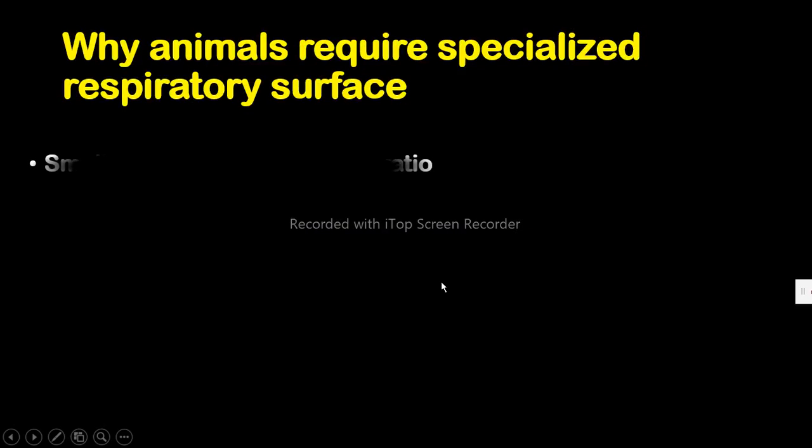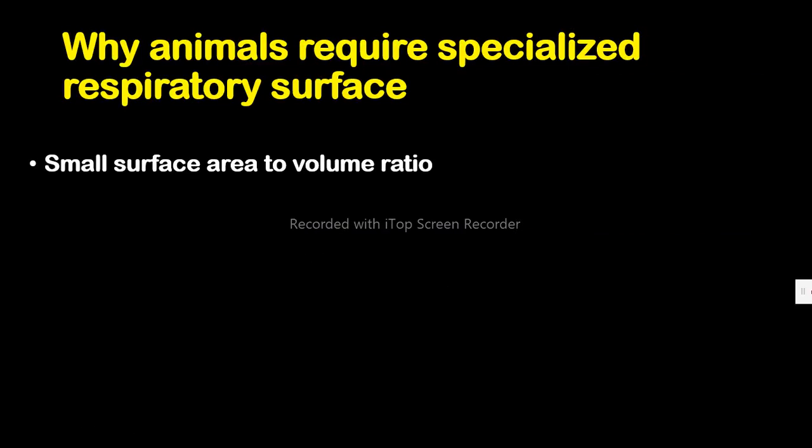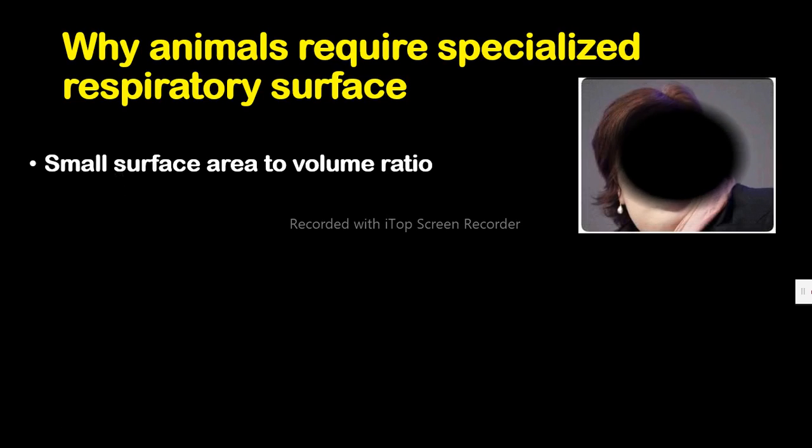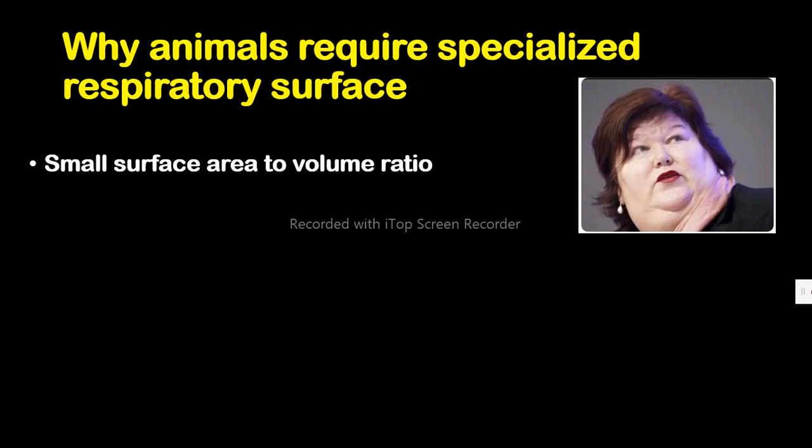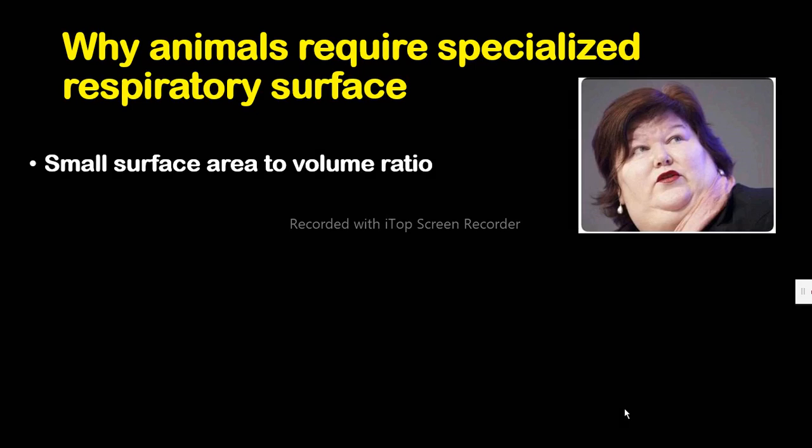So it is simple. Animals require a specialized gas exchange apparatus because animals have a small surface area to volume ratio. Yes, boom. It's as simple as that. Look at that babe. Just imagine if this babe was to rely on simple diffusion.